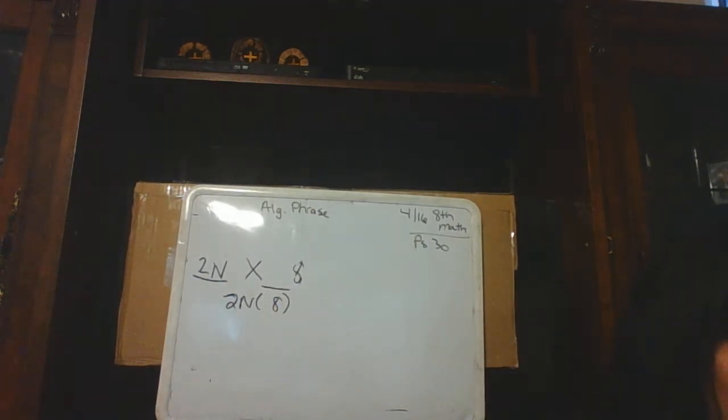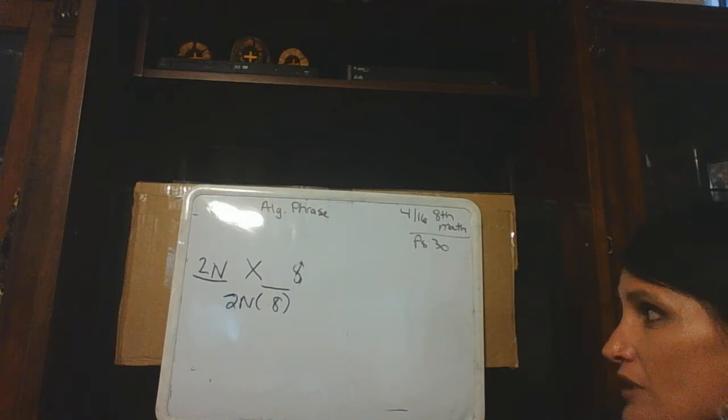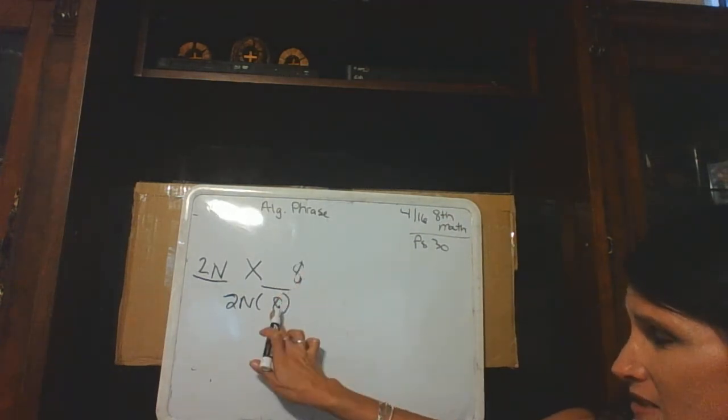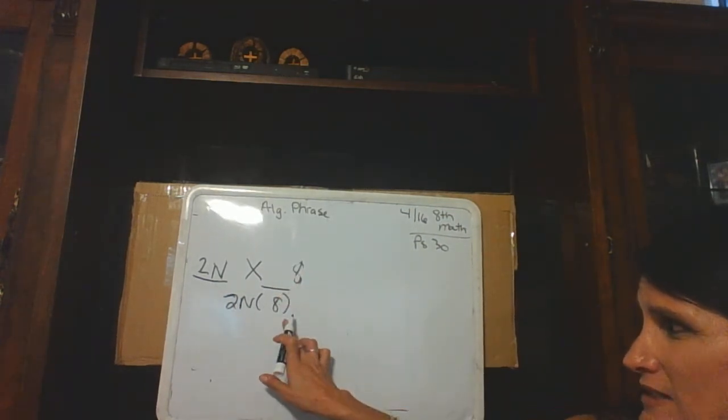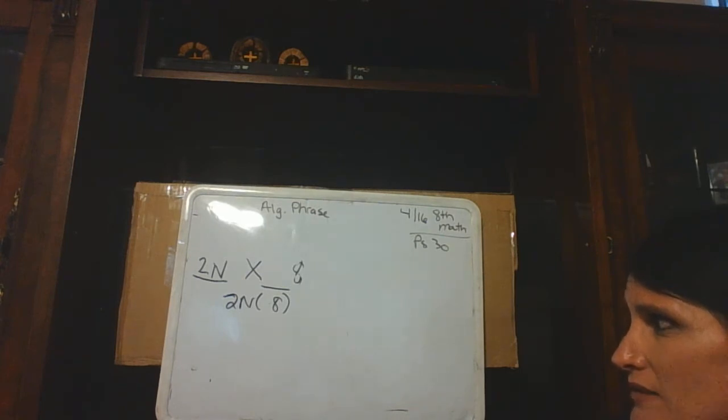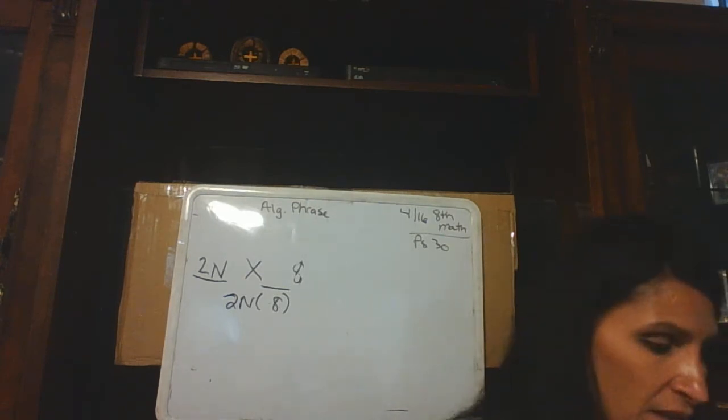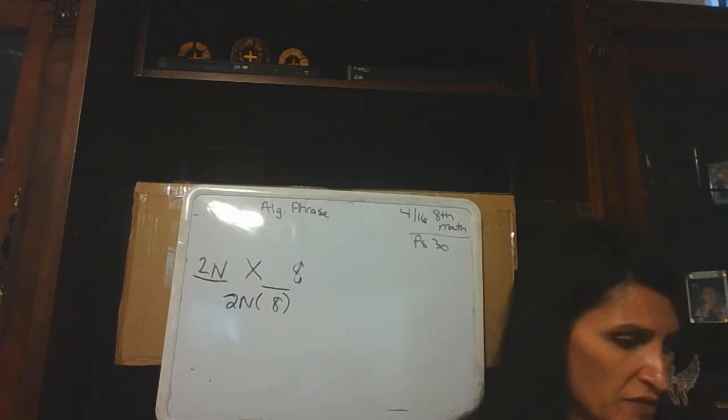Let me go back and read that again. The product with twice the number and 8. So it just said 8, it didn't say opposite. So twice the number and 8, you would write it like that. Okay, now let me get into a couple more of the more difficult ones.